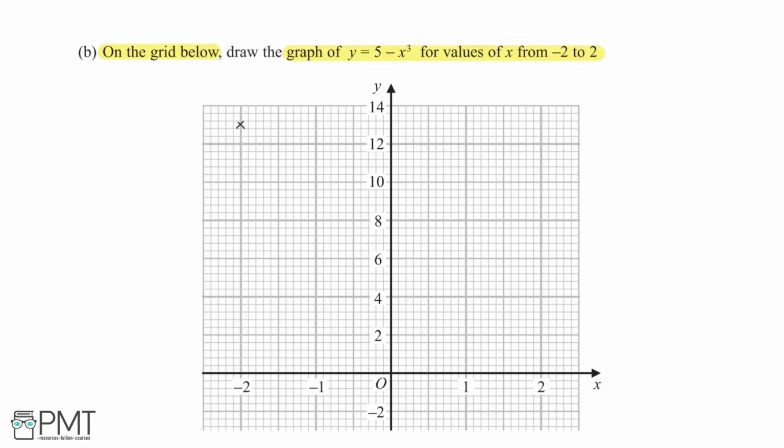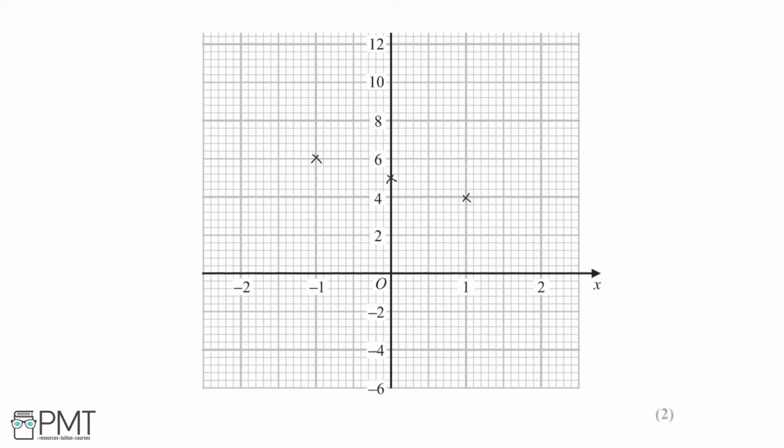I'm going to put an X because it's cleaner than making a really thick black dot which could blur the line. Then at x equals minus 1, we had that y equals 6. So minus 1, 6 here. At x equals 0, y equals 5, so we can pop that there. At x equals 1, y equals 4. So we can put that there. And finally, at x equals 2, y equals minus 3. And minus 3 would be in between minus 2 and minus 4, so there.